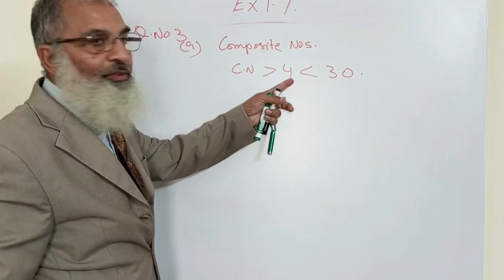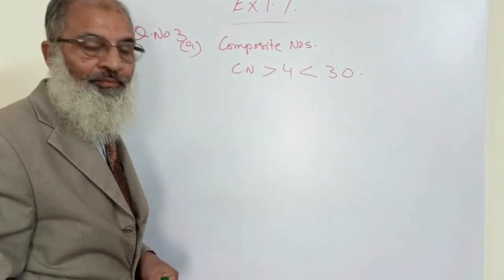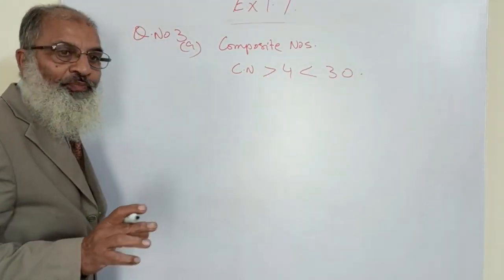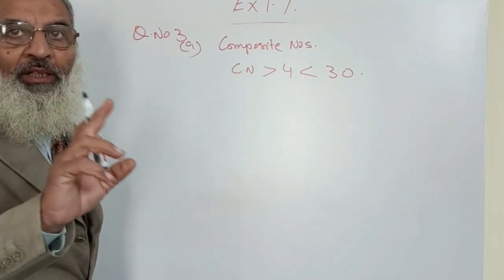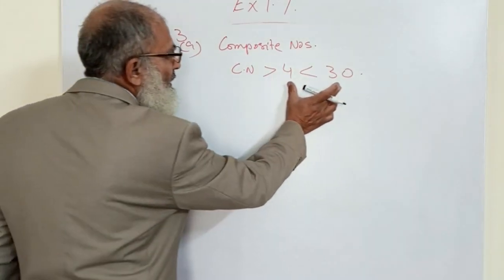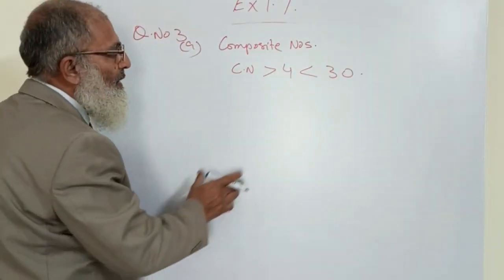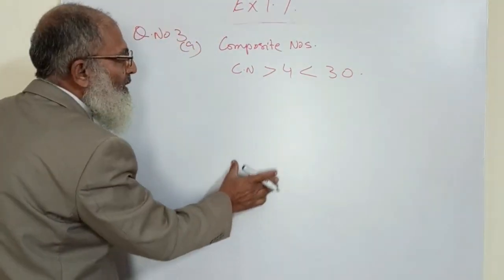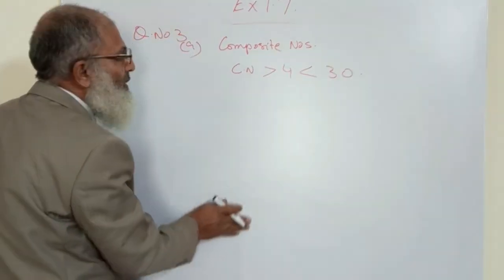Composite numbers greater than 4, less than 30. So what is the answer? You know that prime numbers are not composite numbers. So I have to skip all the prime numbers from this range. The rest are the composite numbers.